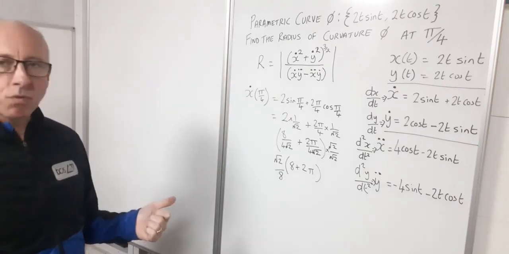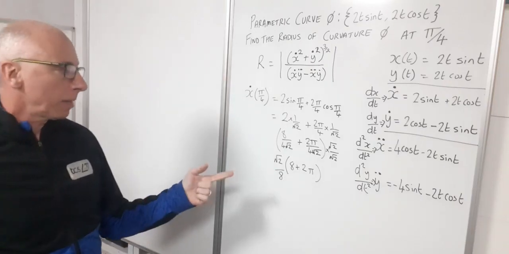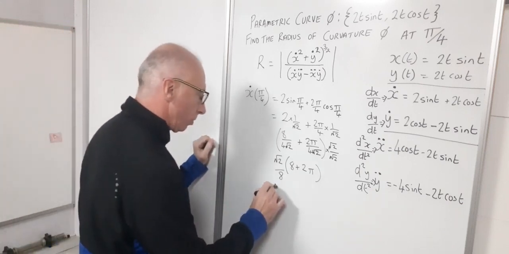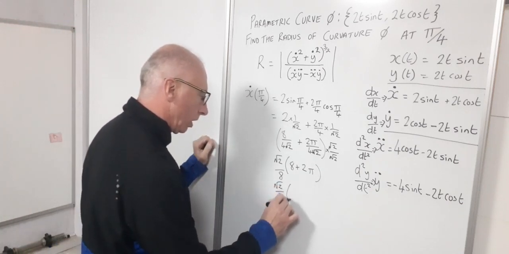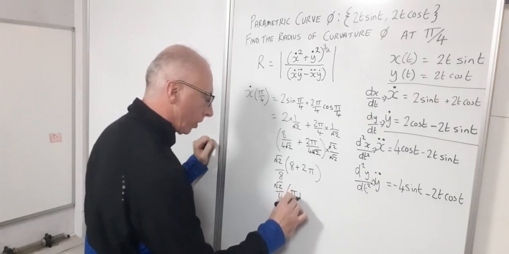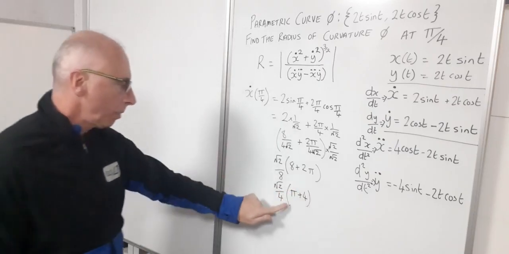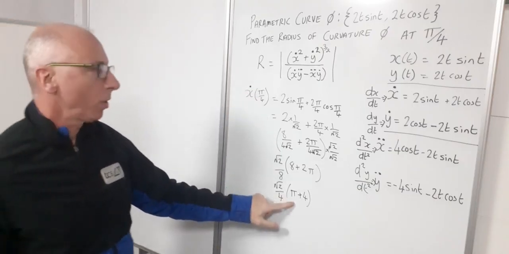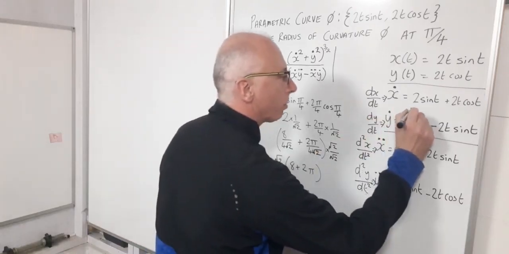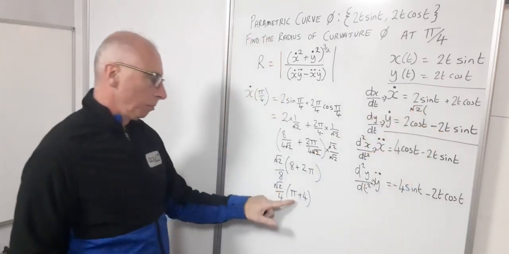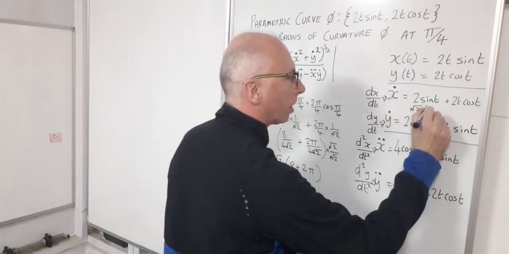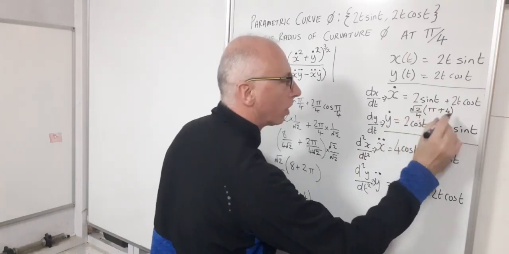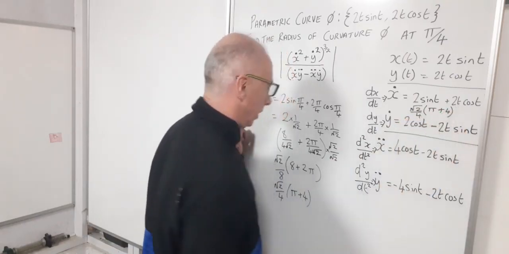Okay, so now I've got root 2 over 8 times 8 plus 2 pi, but I can simplify that a little bit more. So now I'm going to have root 2 over 4 times pi plus 4, if I put pi first. So that'd be my first result for x dot at pi over 4. So let's put that result in there. So that's root 2 times pi plus 4, and then all divided by 4. So that takes care of that.